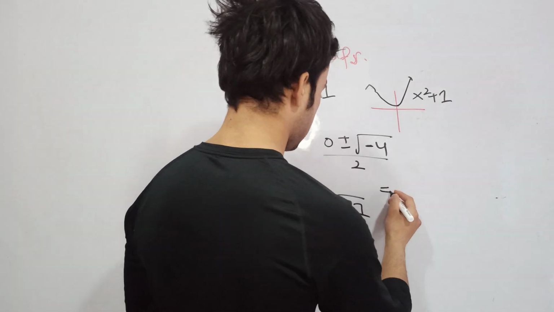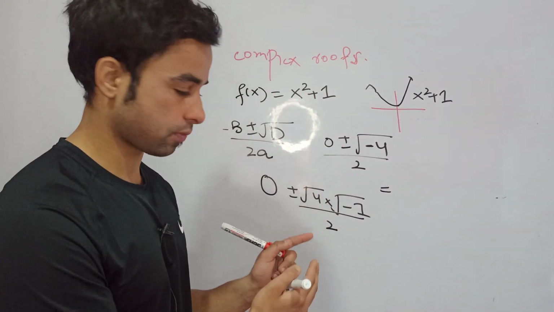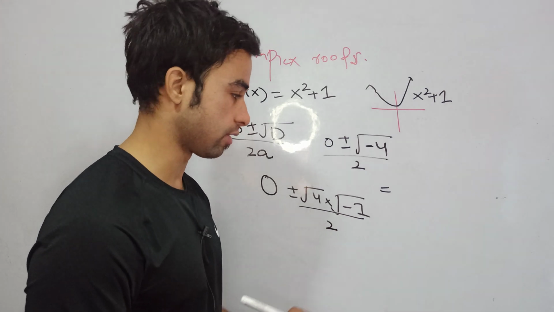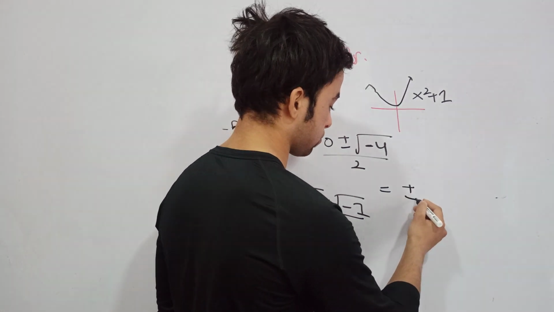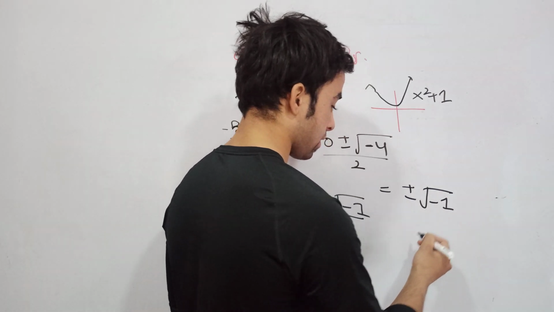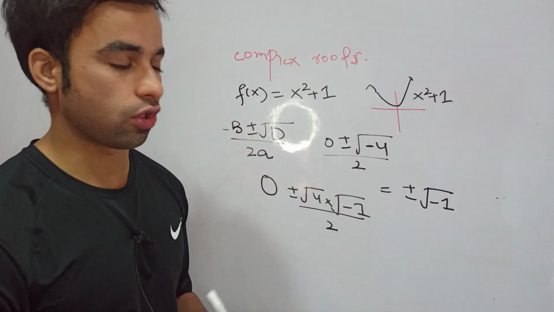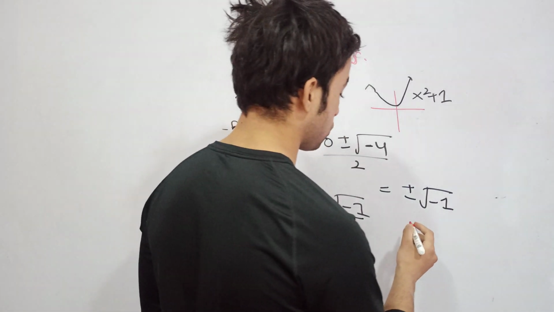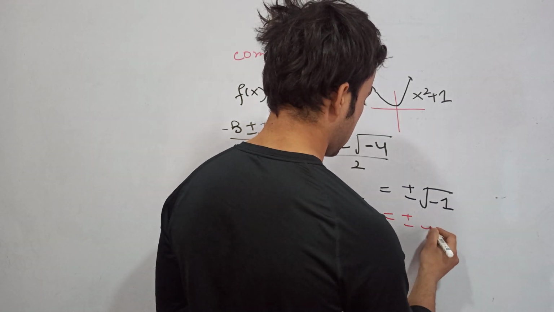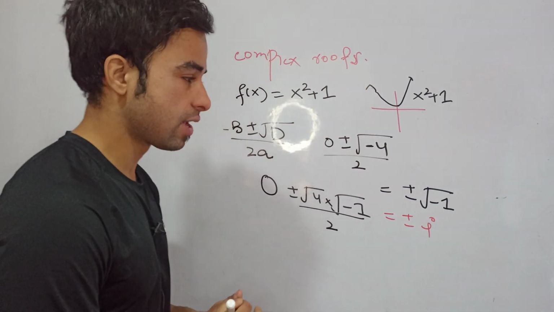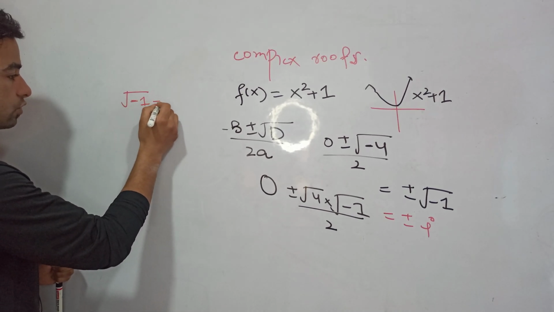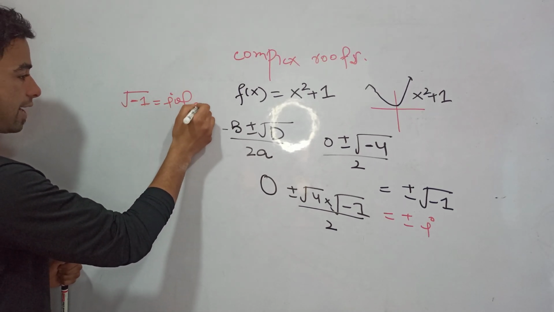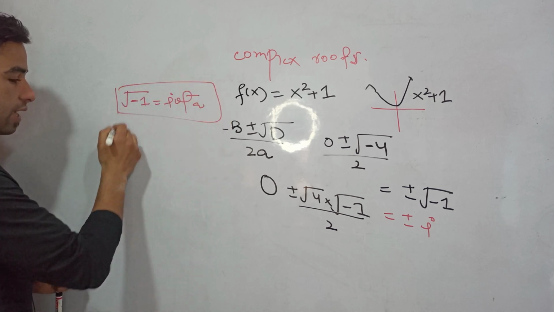Again, this root 4 is 2, and the 2 cancels out. I'll be left with root of minus 1, along with the plus minus. So this will be plus minus root of minus 1. And root of minus 1 is called by some other name. It's called iota. So plus minus iota. Instead of root of minus 1, I'm writing iota. So simply, root of minus 1 is called iota, and it is denoted by i. Okay, so I replaced it with that.